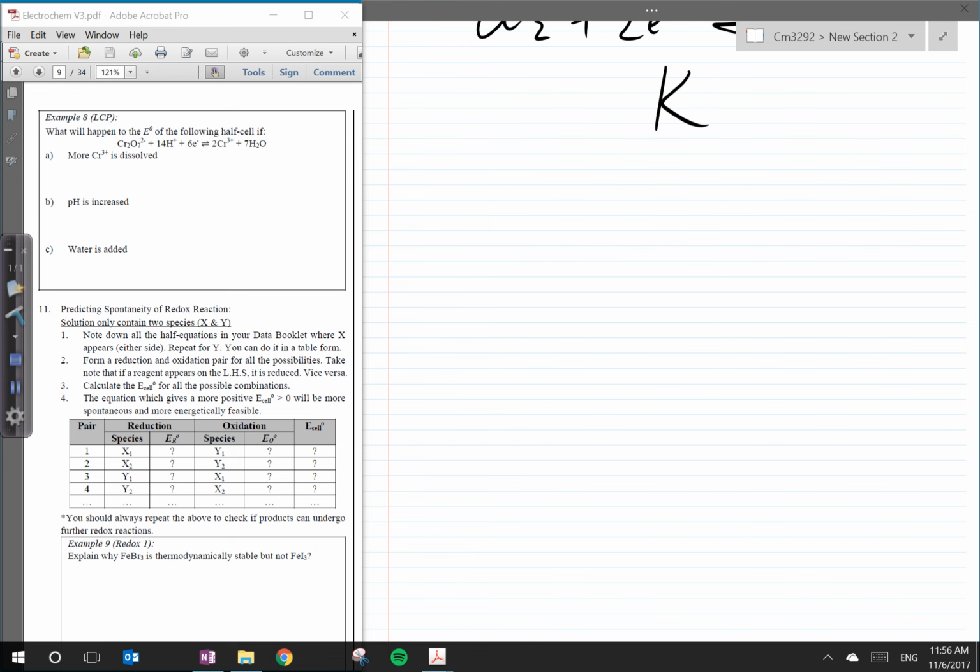If you add more Cr3 plus, position of equilibrium will shift left, correct? If you shift left, you will be less positive, correct? So what if you increase pH? If you increase pH, that means the amount of H plus will decrease, right? If it decreases, that means once again position of equilibrium shifts left, and you become less positive, right? What if you add water?